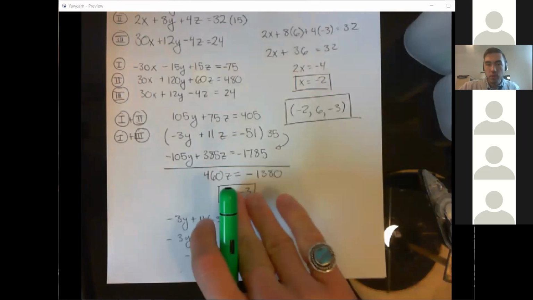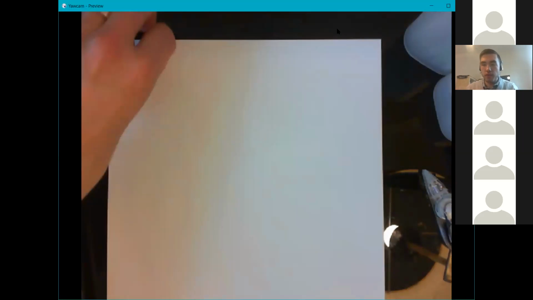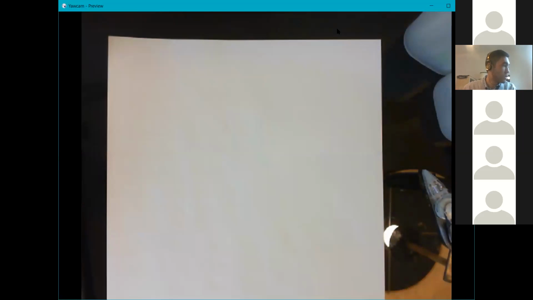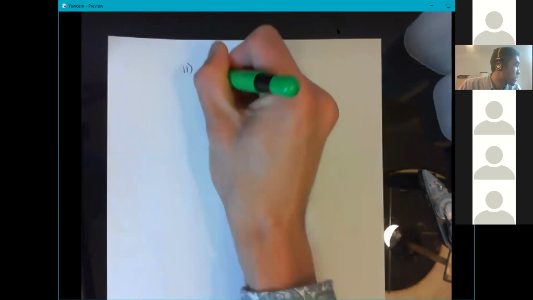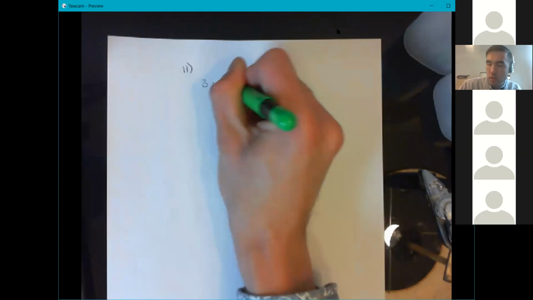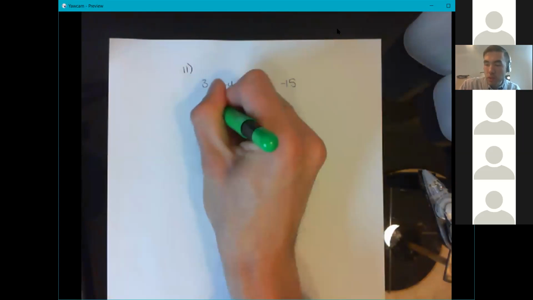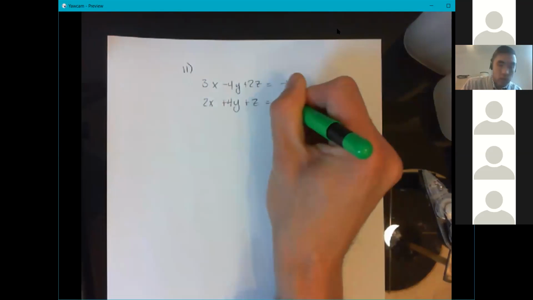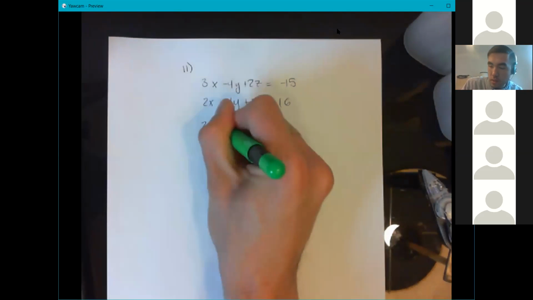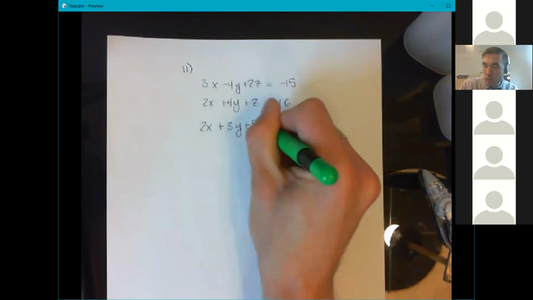So what I would do if I was you, let me start off by getting it down real quick. Is it cool if I just make the first move and then you can do the rest? So question number 11 is 3x minus 4y plus 2z is equal to negative 15. 2x plus 4y plus z is equal to 16. And then 2x plus 3y plus 5z is equal to 20.